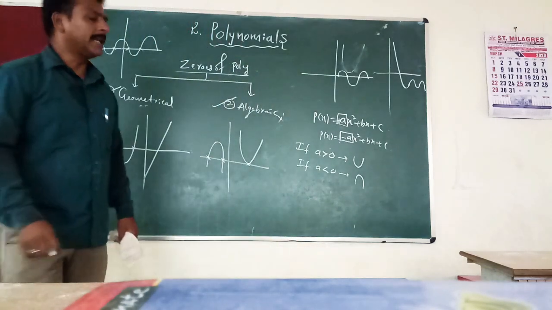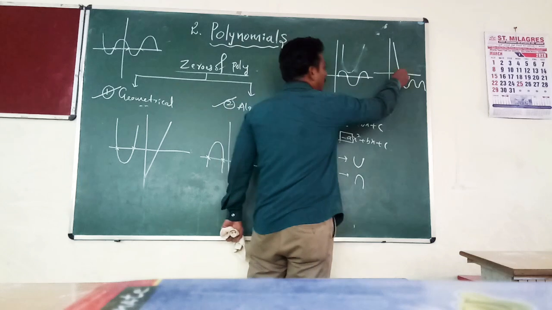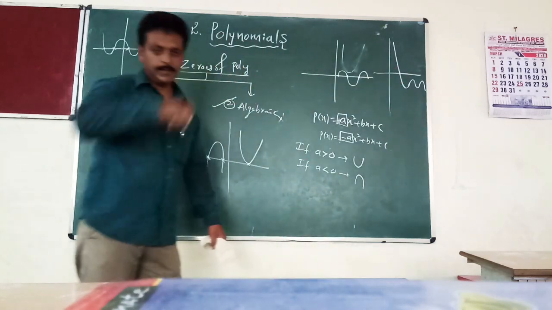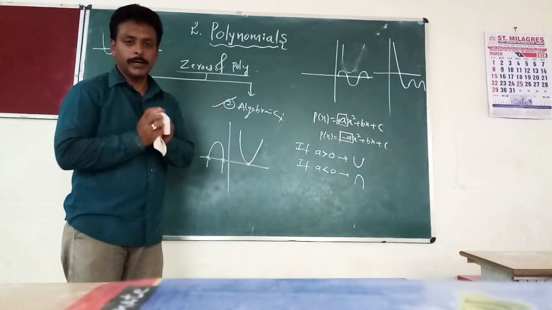How many zeros can it have? It has 1 zero only. Why? Because it is intersecting once only, therefore it has 1 zero. So all of you, I think you understood.